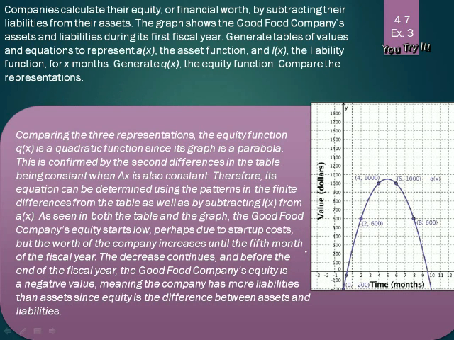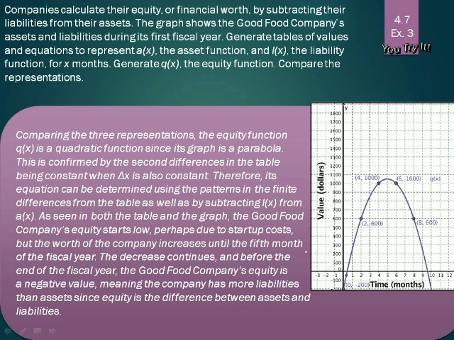And then with our graph, comparing the three representations, the equity function Q of x is a quadratic function since its graph is a parabola. This is confirmed by the second differences in the table being constant when delta x is also constant. Therefore, its equation can be determined using patterns in the finite differences from the table, as well as by subtracting L of x from A of x.